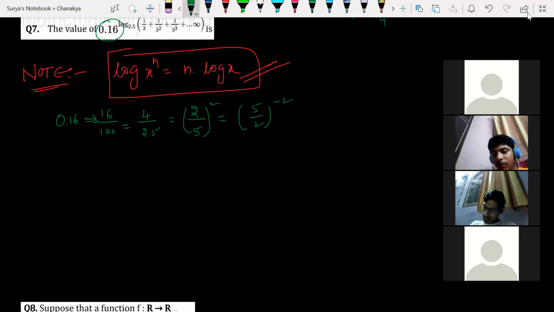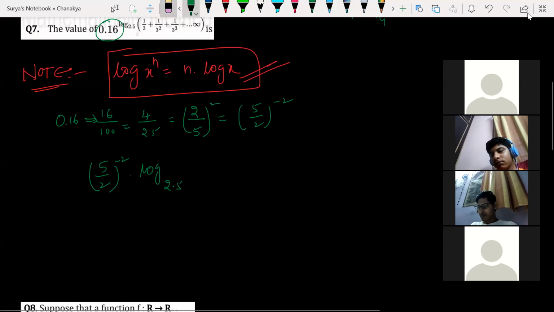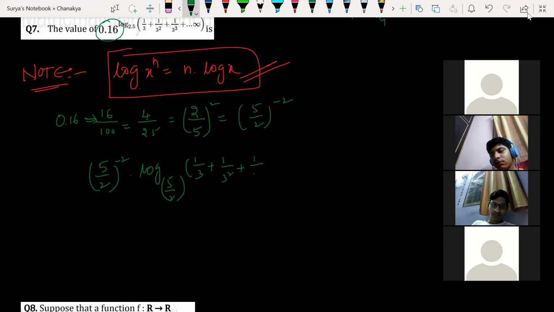Is it clear? Yes or no? So now can I write here in place of 0.16, 5 by 2 whole to the power of -2, into log in base 2.5? In base we have 2.5, which means 5 by 2. Can I write 5 by 2? 2 by 5 means? Yes or no? Base into 1 by 3 plus 1 by 3 square plus 1 by 3 cube plus and so on to infinity. All right. Now jump property. We'll have the jump. What did I tell you?